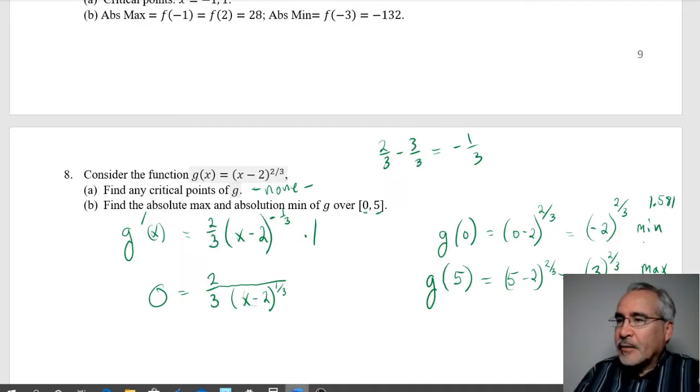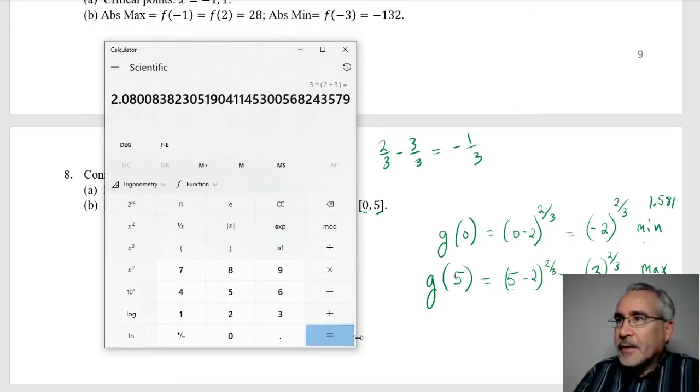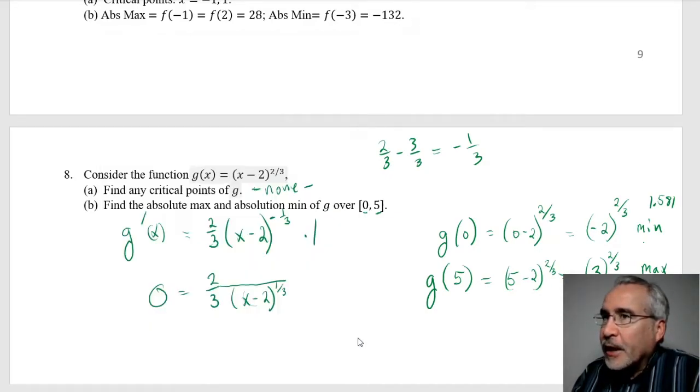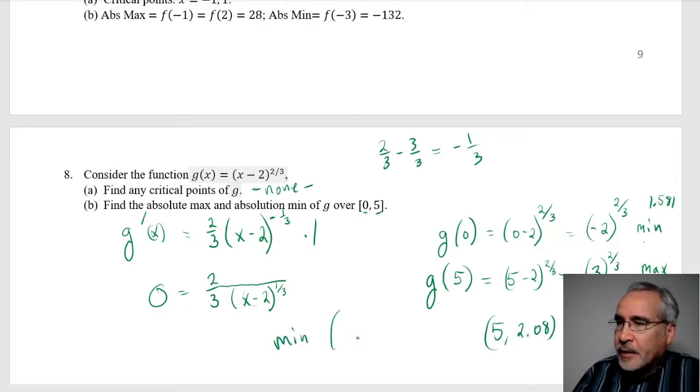Okay, and then now I'll take this one. We'll take 3 and raise it to the 2 divided by 3 power, which is 2.08. That still looks like I'm right. So we've got a max at 5, 2.08, and a minimum at the point 0, and the y value would be 1.587.